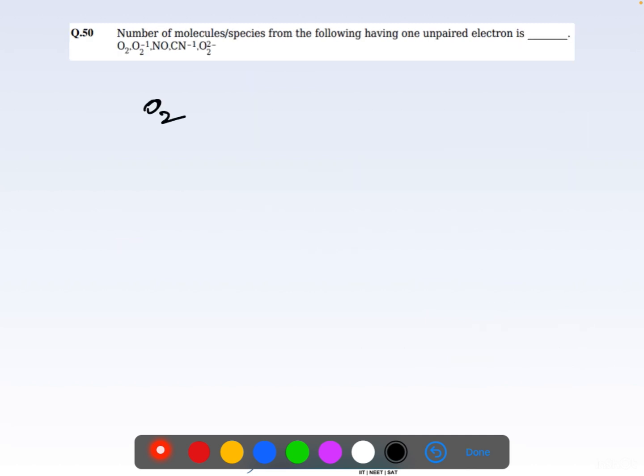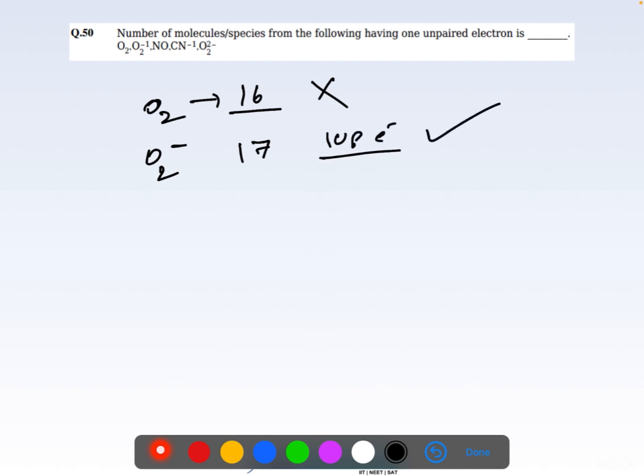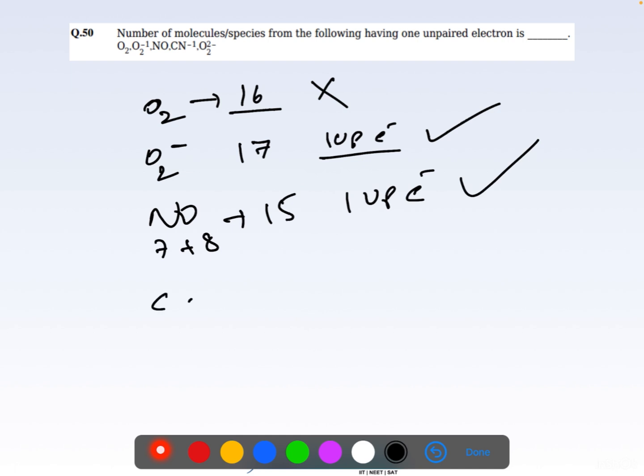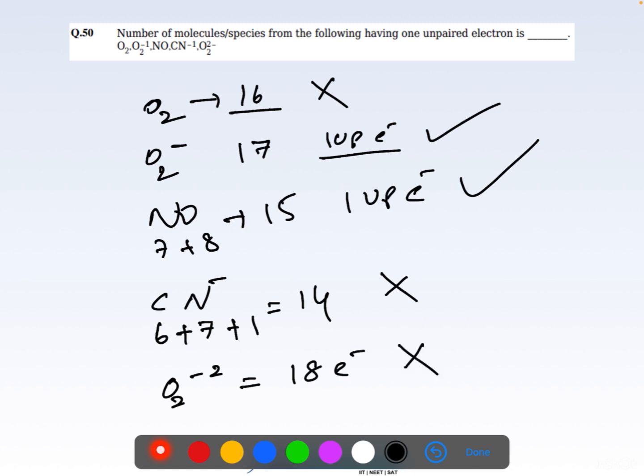The number of species having unpaired electrons. So it does not have an odd electron. And O2 minus has 17 electrons. So it will have one unpaired electron. And NO: 7 plus 8, total 15 electrons. So it will have one unpaired electron. And CN minus: this is 6 plus 7 plus 1, total 14 electrons. So it does not have an unpaired electron. O2 2 minus has 18 electrons. So it does not have an unpaired electron. So the correct answer is 2.